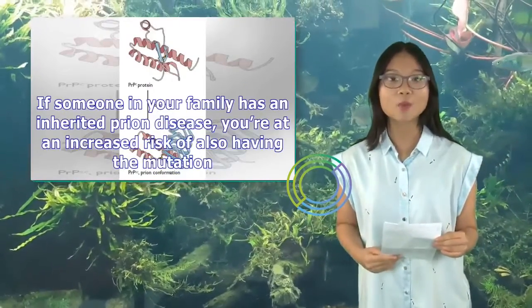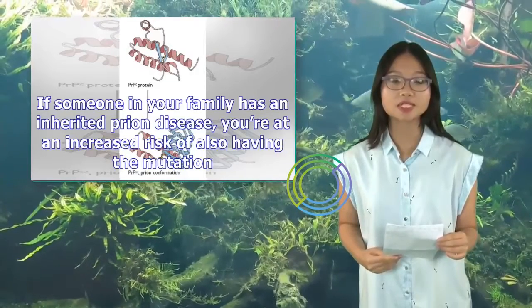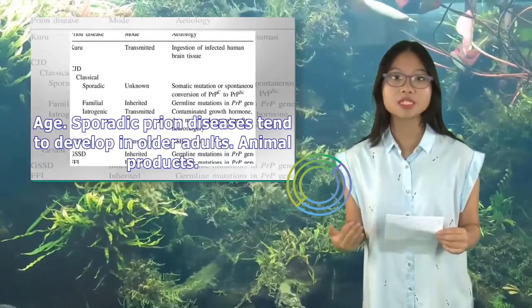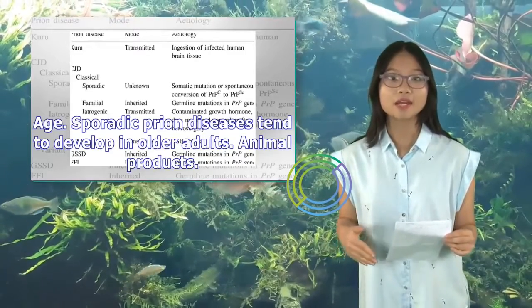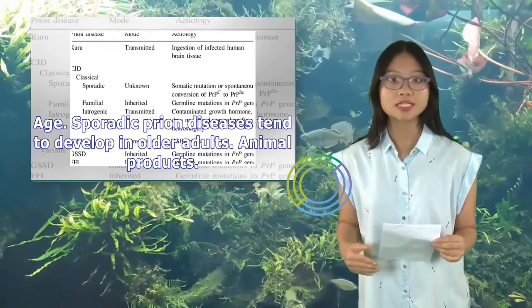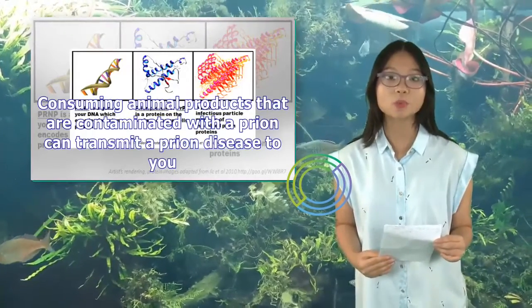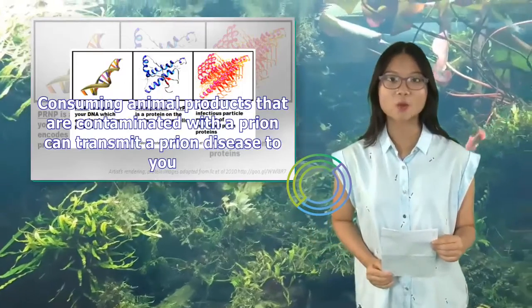If someone in your family has an inherited prion disease, you're at an increased risk of also having the mutation. Age. Sporadic prion diseases tend to develop in older adults. Animal products. Consuming animal products that are contaminated with a prion can transmit a prion disease to you.